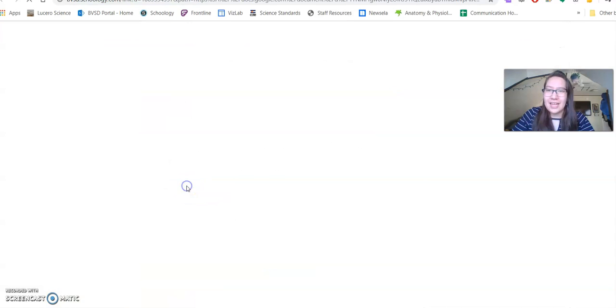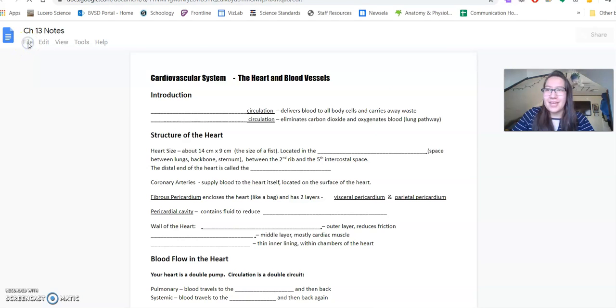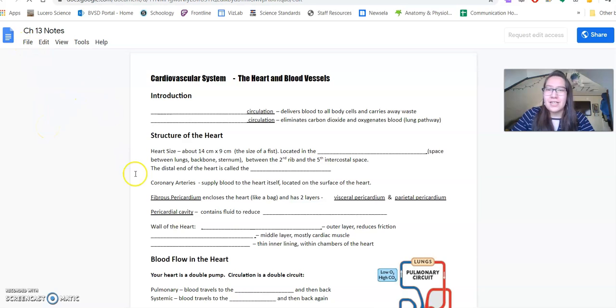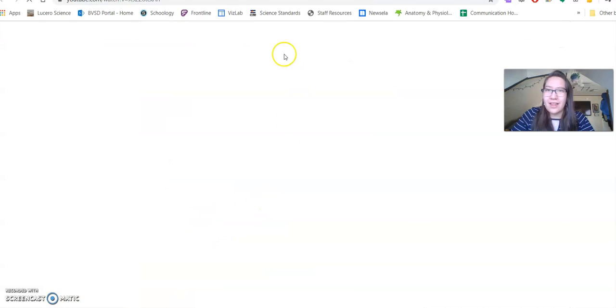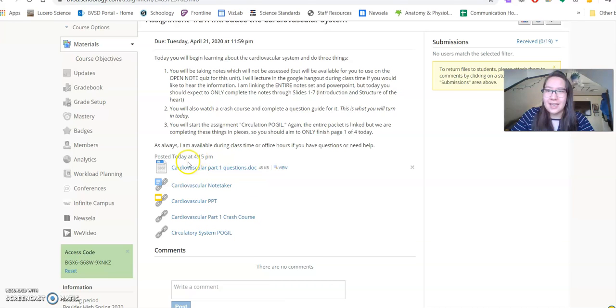If you're doing the note taker, you can open that up and make a copy if you just want to fill it in. Or I see that some folks print them out and actually fill them in by hand. That's great too. Whatever works for you. The other thing is the crash course. I do have the crash course linked, as well as the questions right here.